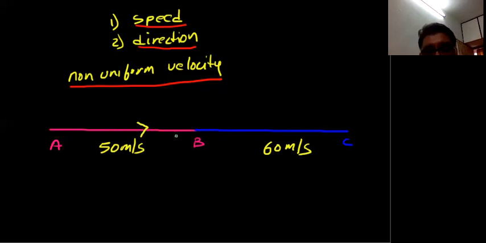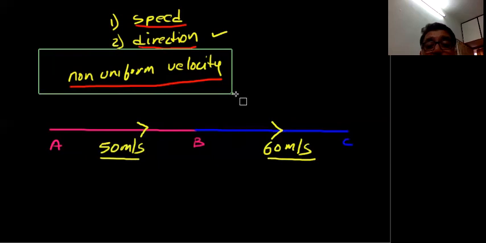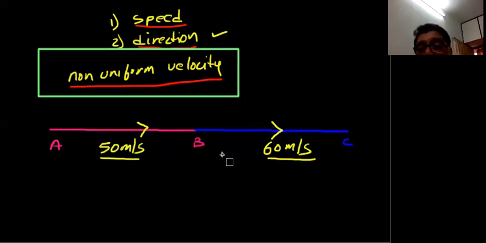A to B is going left to right. And from B to C also the direction of the car is going from left to right. So the direction of the car never changes. So in here, one condition is already satisfied. Direction of the car never changes. Now let's look at the speed. From A to B, the speed of the car is 50 meters per second. And from B to C, the speed of the car is 60 meters per second. The speed of the car changes. That means it is a non-uniform velocity. So we'll consider this example as a non-uniform velocity.